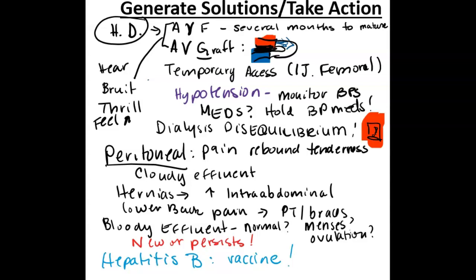All right, so let's recap. Hemodialysis has the fistula. You have to hear the bruit, feel the thrill. It requires high volumes of blood flow, which can lead to hypotension. It can lead to cramps. It can lead to all sorts of problems with the patient. They may have steal syndrome from the graft, and they may have dialysis disequilibrium.